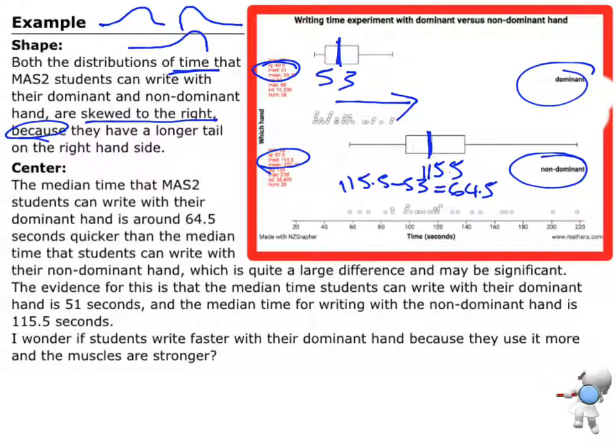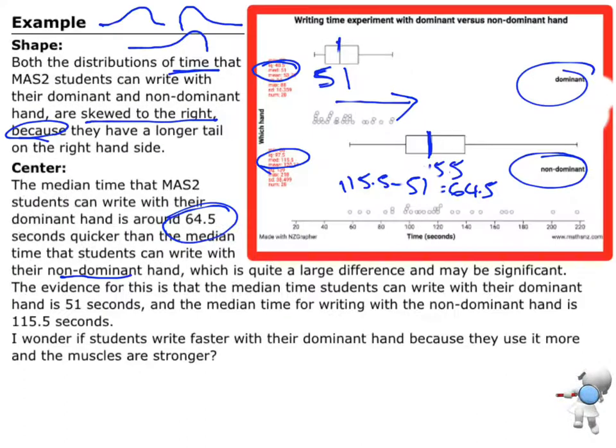So I can say that the median time that students write with their dominant hand is 64.5 seconds quicker than the median time they write with their non-dominant hand. And then my evidence for that is going back to the median. It's 51, not 53. Sorry, is that me not being able to read the graph? Okay, so on the graph there, that should be 51 seconds, not 53. That's just me not being able to read it. Okay, so shape and centre.